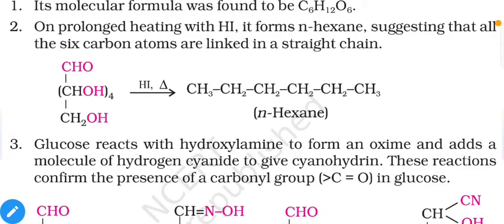So from the first point we derived that we have 6 carbons, 12 hydrogens and 6 oxygens to arrange in the structure of glucose. From the second stage we can say that all of these 6 carbons are in a straight chain, okay, and they are linked with each other.